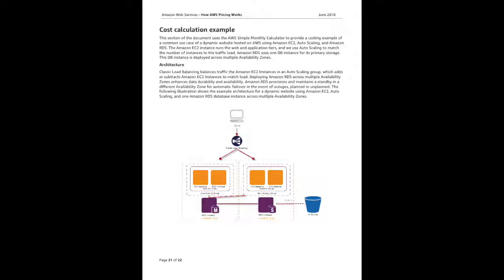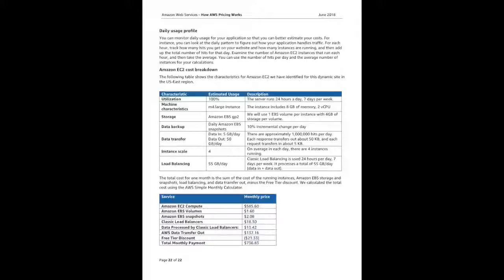Amazon EC2 Cost Breakdown. The following table shows the characteristics for Amazon EC2 we have identified for this dynamic site in the U.S. East region. Characteristic, Estimated usage, Description. Utilization: 100%. The server runs 24 hours a day, 7 days per week. Machine characteristics: M4 Large instance. The instance includes 8 GB of memory, 2 CPU. Storage: Amazon EBS GP2. We will use 1 EBS volume per instance with 4 GB of storage per volume. Data backup: daily Amazon EBS snapshots, 10% incremental change per day.